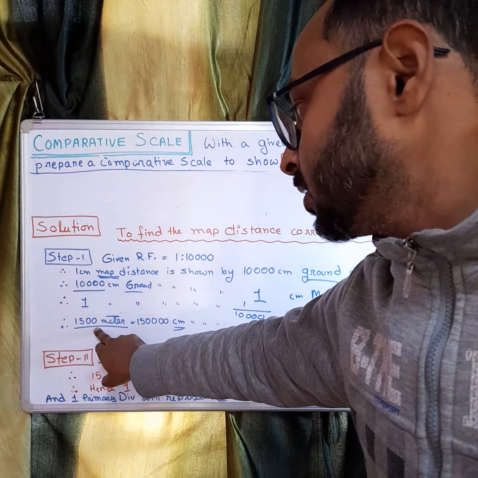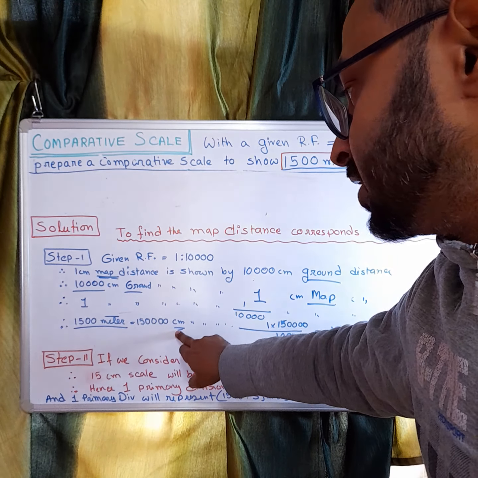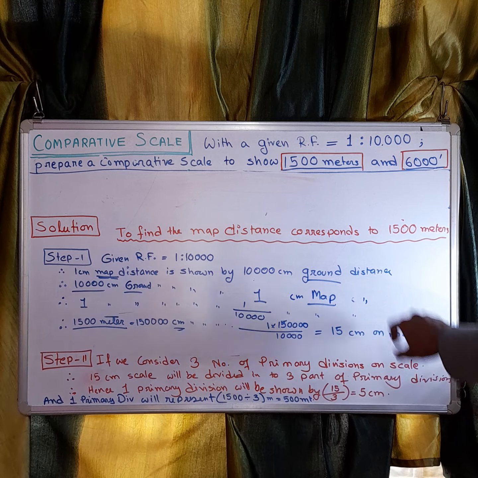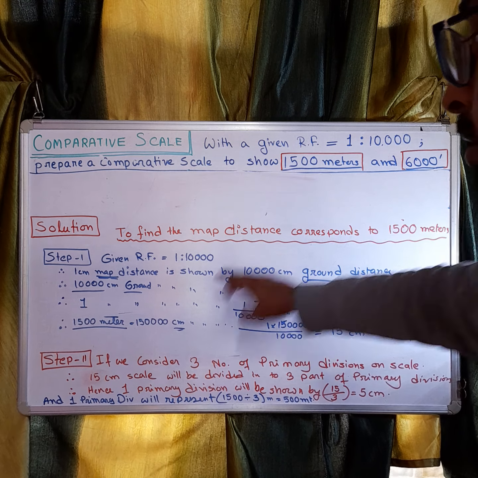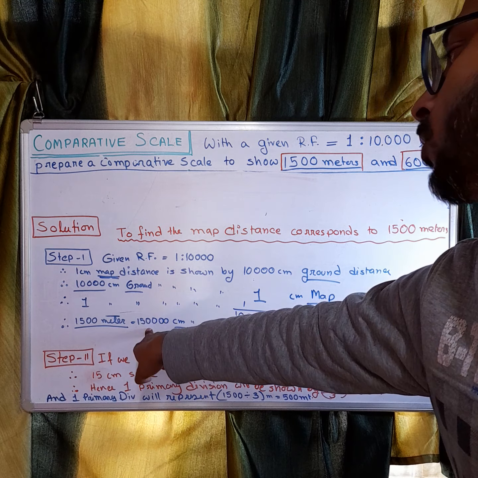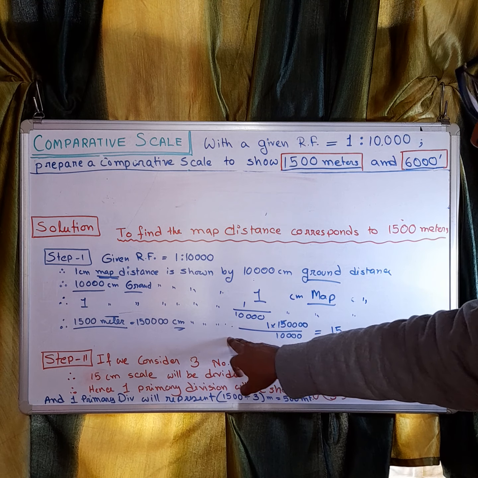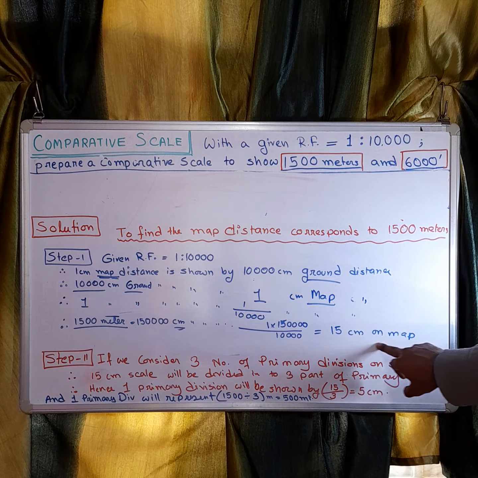It is in meter. We have converted it in the centimeter. Now what will be the result? 15 centimeter on the map. So 1500 meter or 150,000 centimeter on the ground will be shown by 15 centimeter on the map.